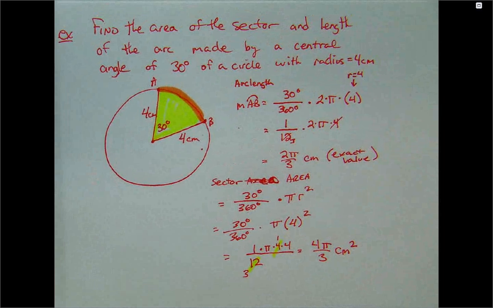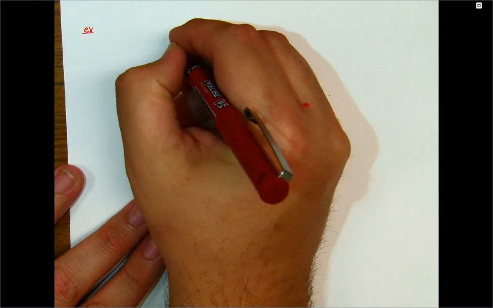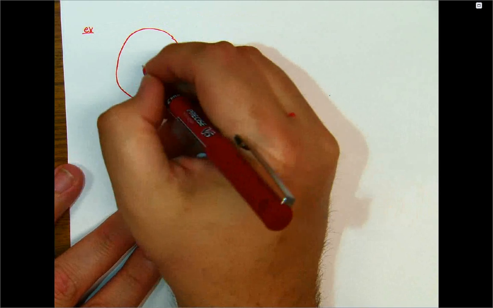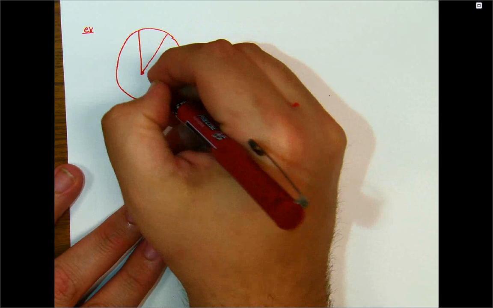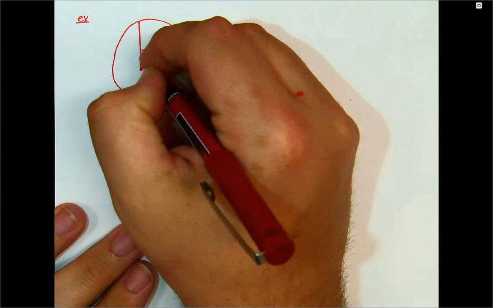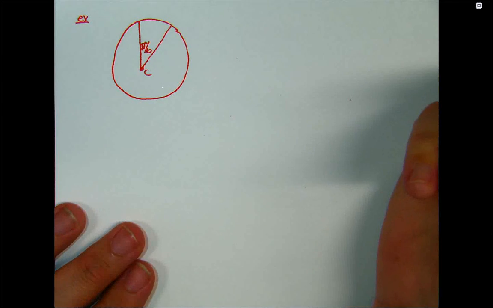Alright, now, that's absolutely terrible, but we'll go with it. Say this angle is pi over 6. And the radius is 5.